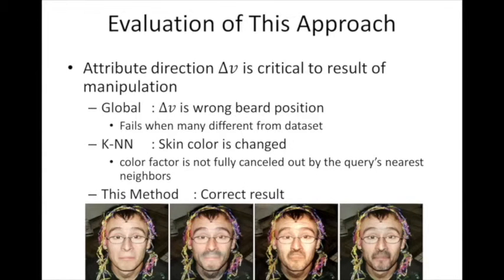Evaluation of this approach. Attribute direction delta V greatly affects the result. Simple methods, global and KNN, have problems. In the case of the global method, an input image with many differences from the dataset will give an incorrect result. In this example, the position of the beard is wrong. The KNN method improves this problem, but in some results the skin color may not be reproduced.